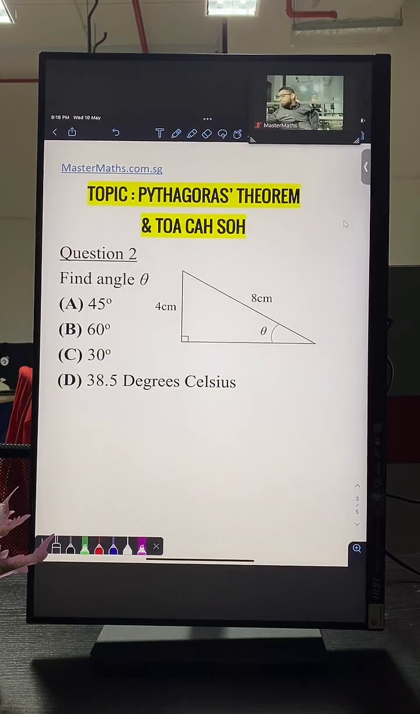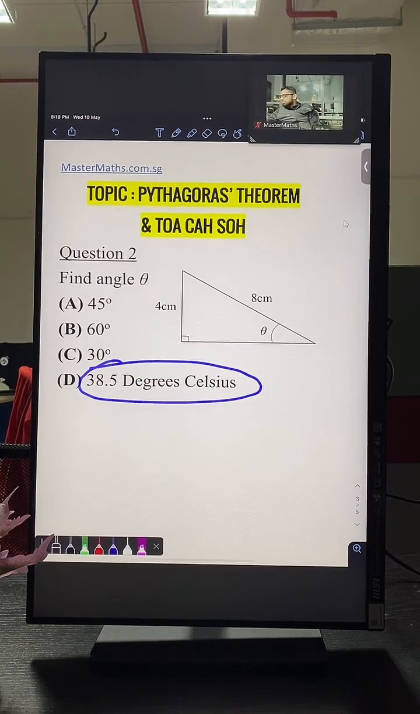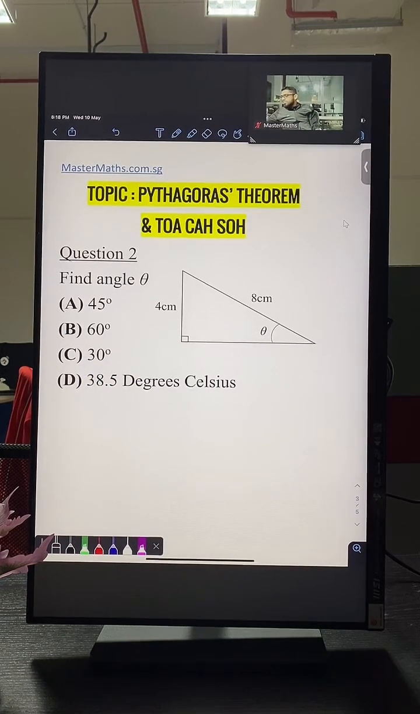The weather in Singapore recently has been really, really hot. Hopefully it doesn't hit 35 degrees Celsius or 38.5 degrees Celsius.